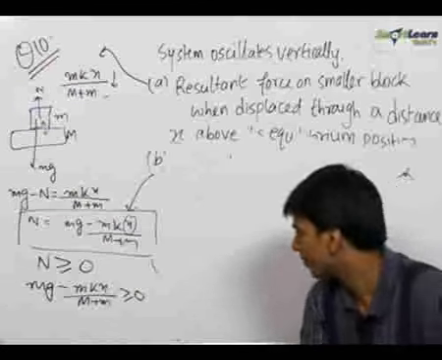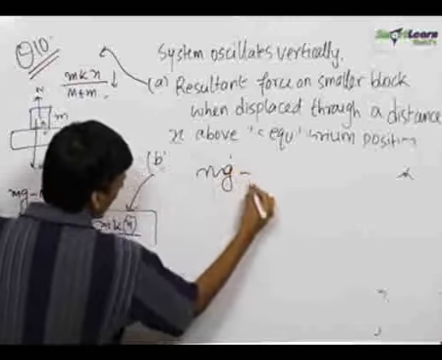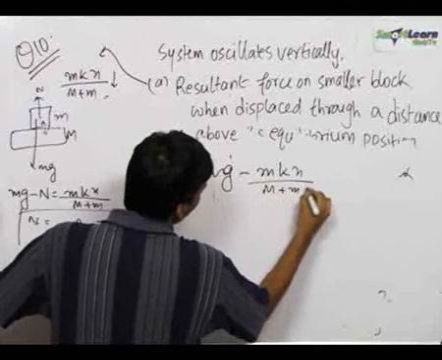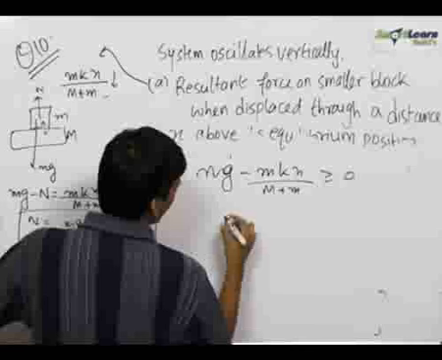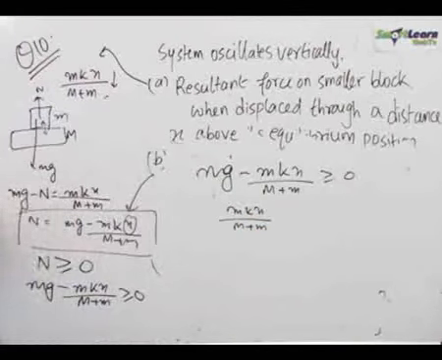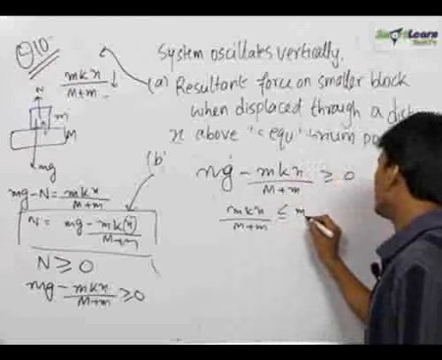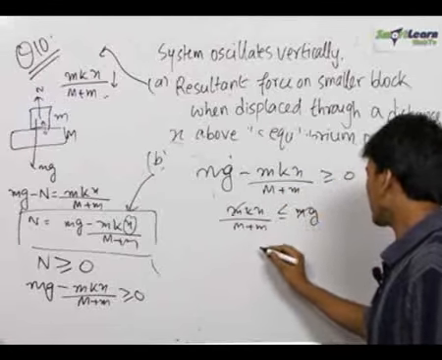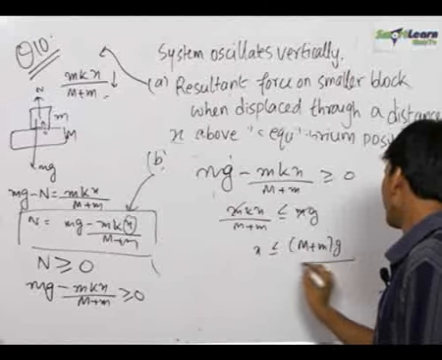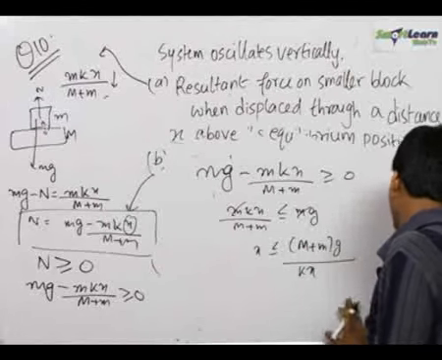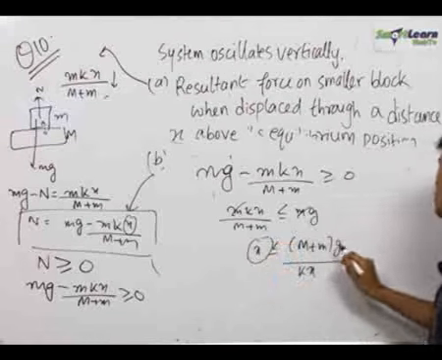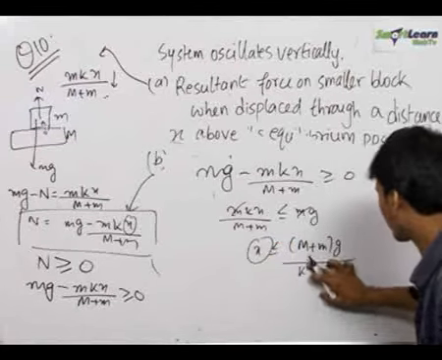On solving this, we get mg minus mkx upon (m plus m) is greater than or equal to 0. Therefore, we get mkx upon (m plus m) is less than or equal to mg. The m gets cancelled. Therefore, x is less than or equal to (m plus m) into g upon k. So, the displacement from the equilibrium position should be less than or equal to this.